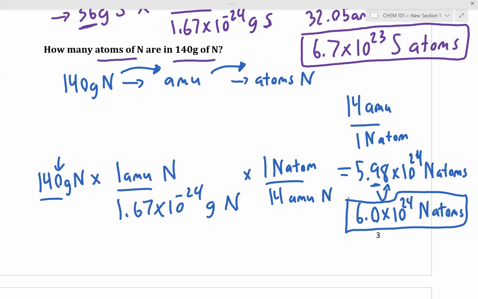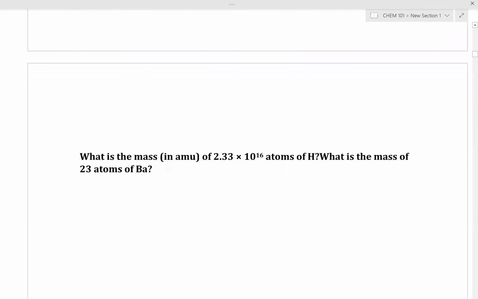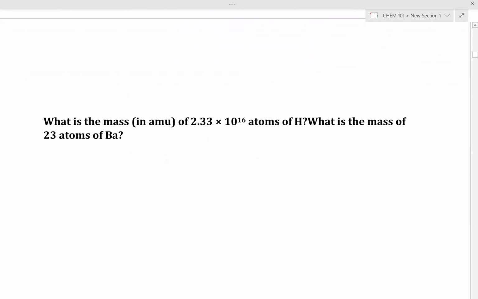Okay. Let's do another example of how we use the atomic mass to solve problems. So in this problem, we're asked, what is the mass of this many atoms of hydrogen? And as a follow-up, we're asked, what is the mass of 23 atoms of barium? So these are two separate problems, and our goal in this section is to get used to converting from atoms to mass.